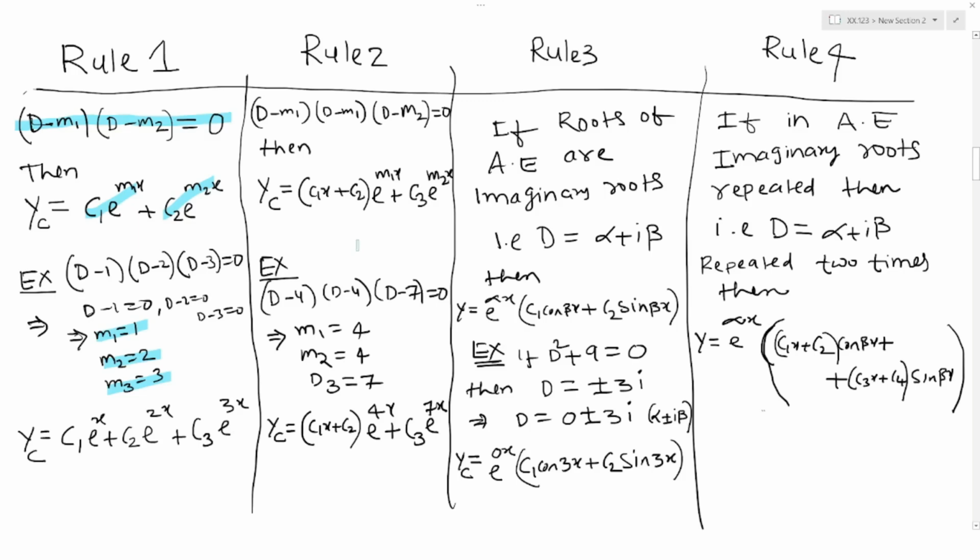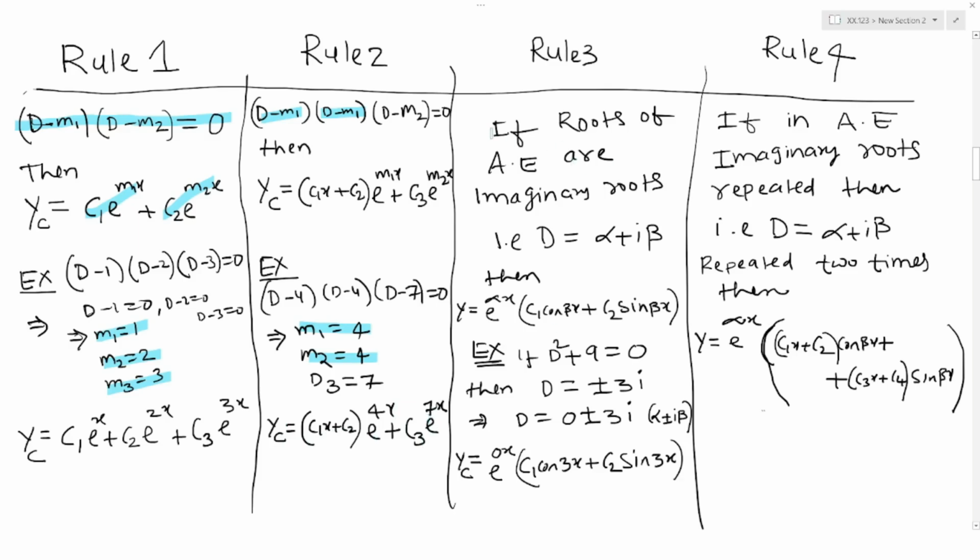Now rule number 2. What is that? The roots are repeated. You see that in the first bracket we got D minus m1, in the second bracket we got D minus m1. That means the 2 roots are repeated. Then how to write the yc? yc equals c1x plus c2 into e raised to m1x plus c3 into e raised to m2x. In the example I have taken here, the m1 answer is 4, the m2 answer is 4. So 2 roots are repeated. Then what is the yc value? yc equals c1x plus c2 into e raised to 4x plus c3 e raised to 7x.